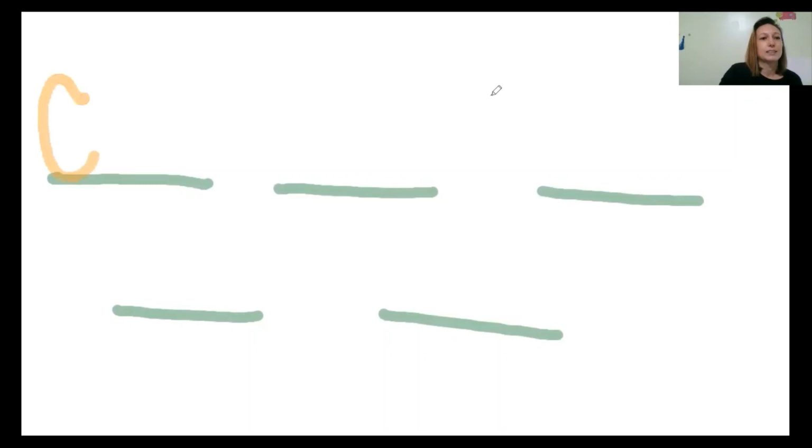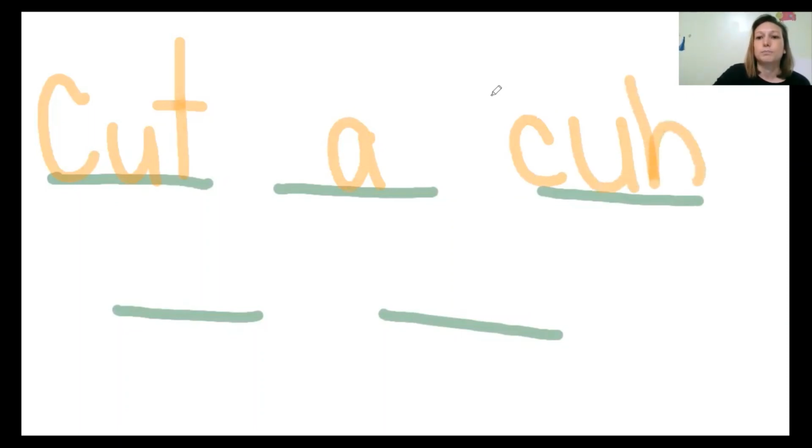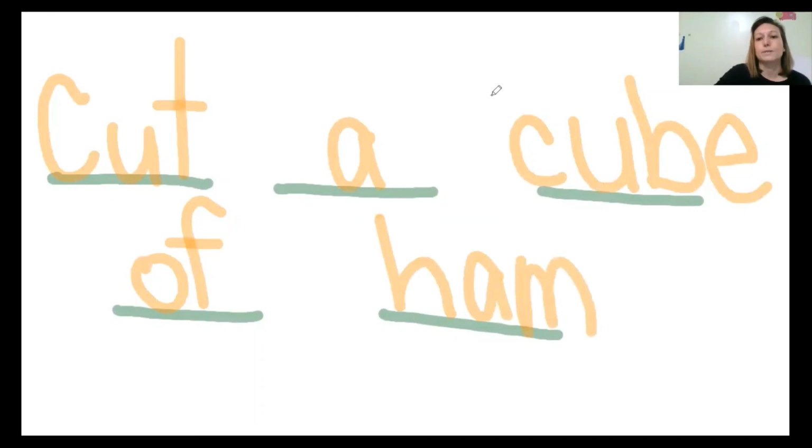Cut. C-U-T. Cut, uppercase C, because it's the beginning of my sentence. Cut a cube. C-u-b. If I leave it like that, it says cub. I hear it say you, so I need my e on the end. C-u-b-e for cube. Cut a cube of, O-F spells of, ham. And of course, I need a period. Cut a cube of ham. How did you do on that sentence?